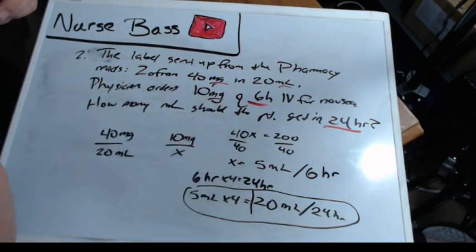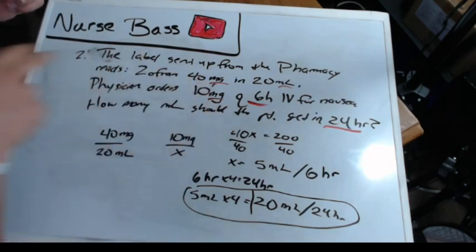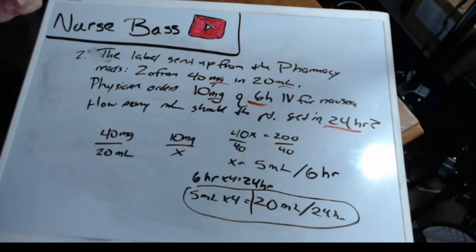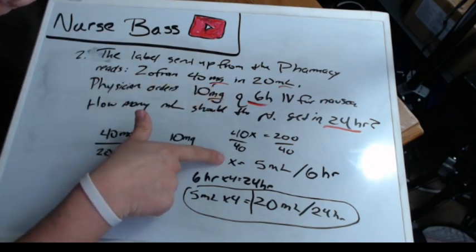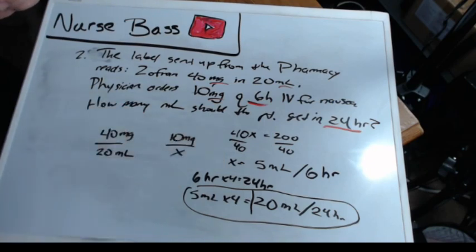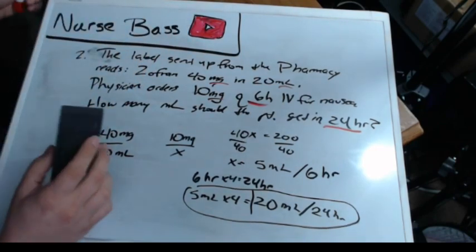Now, if the question had asked how many milliliters should the patient get per dose, well, the physician ordered every 6 hours, and this is 5 mils every 6 hours. So the answer would have been 5 mils if it had asked per dose. Let's move on to the next question.